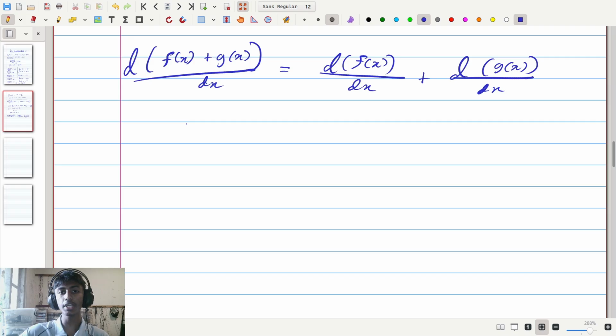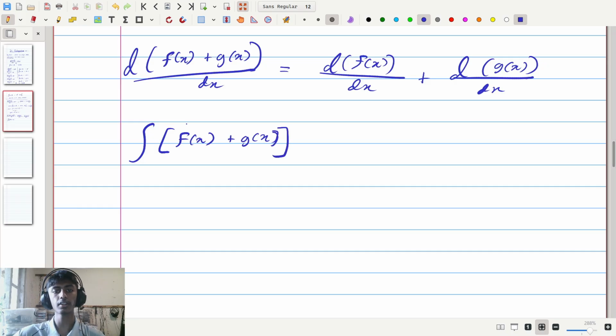Similar to this, if we invert this process, we know that the integral of a sum of two functions, let's say f of x plus g of x, taken with respect to x is equal to the sum of the first function f of x's integral with respect to x plus the integral of the second function g of x taken with respect to x. This is going to be our first rule.